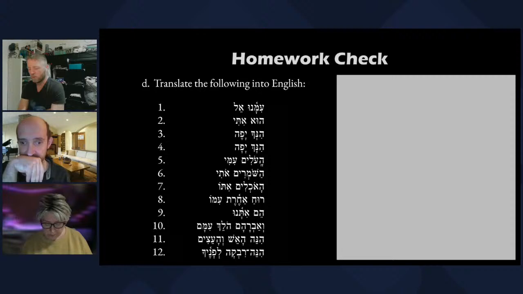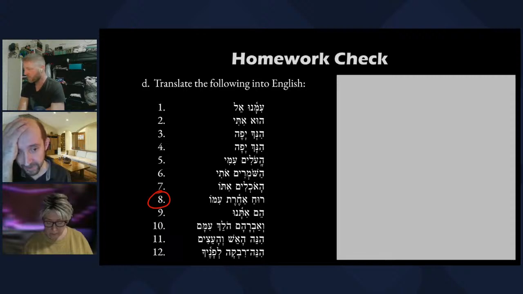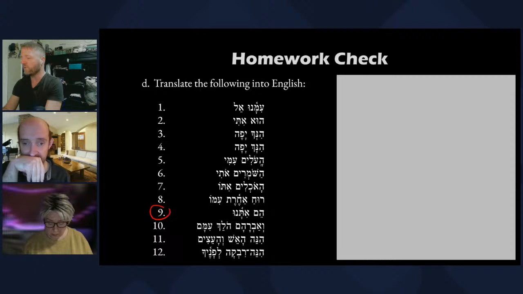Ha'ochlim iti. The ones eating with me. Okay, number 8. Ruach acheret imo. That's another wind, or another spirit, another wind with him. This one probably is separated out already. It's another spirit is with him, right? Like he's probably in a bad mood, like he's got a different spirit, a different mood.